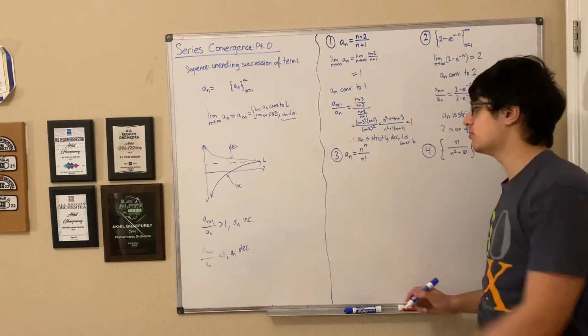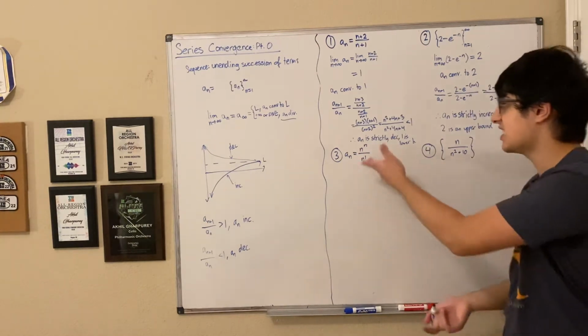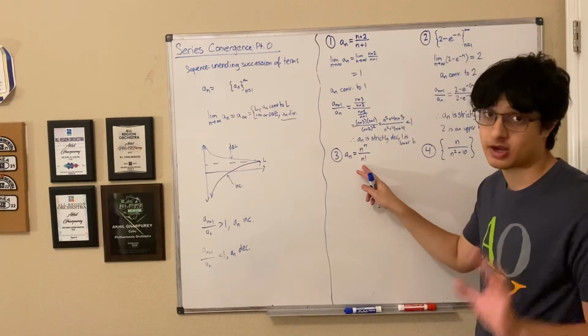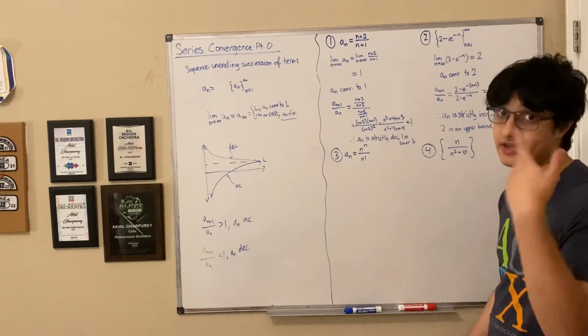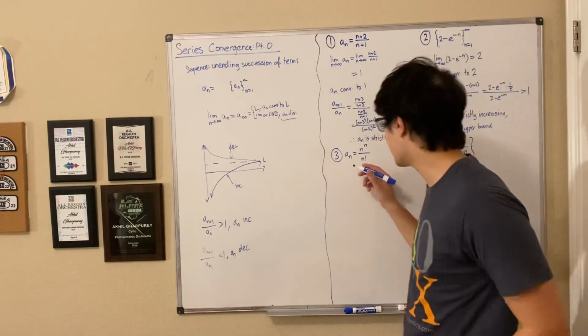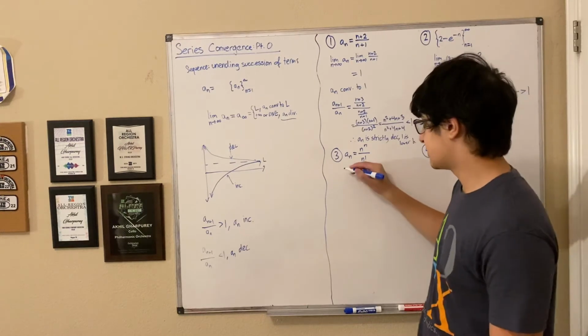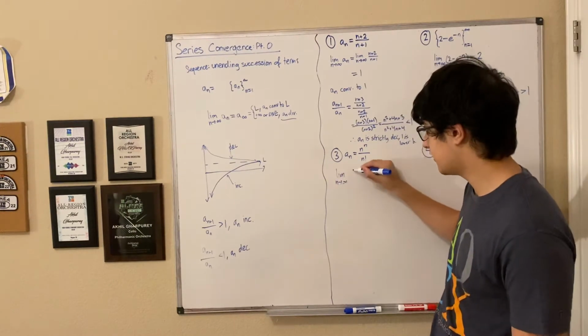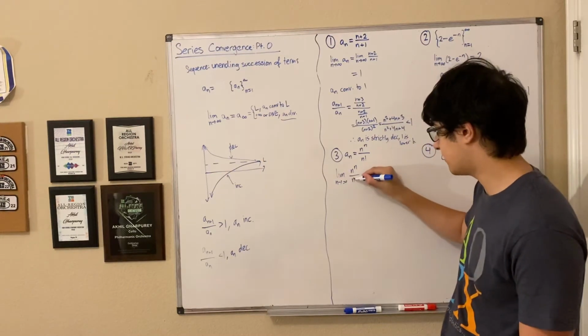Alright, now let's go ahead and move on to number 3. a sub n is equal to n to the nth power divided by n factorial. Now this factorial term is going to come up a lot in later series that we'll test. So, let's go ahead and get into this limit. The limit as n goes to infinity of n to the n over n factorial.